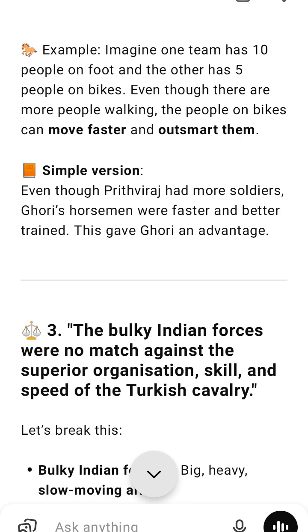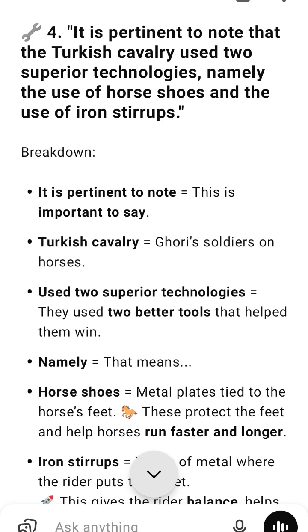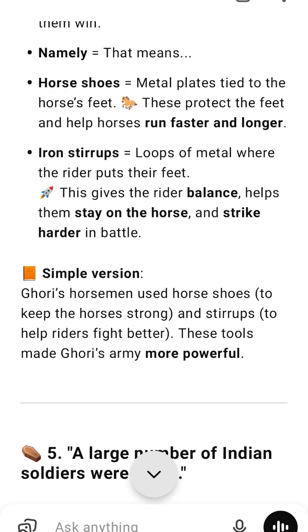What was the result of the battle? Ghori's army used speed and surprise attacks to break Indian lines. Prithviraj's army could not keep up with the fast cavalry. A huge number of Indian soldiers were killed. The Indian army was completely defeated.